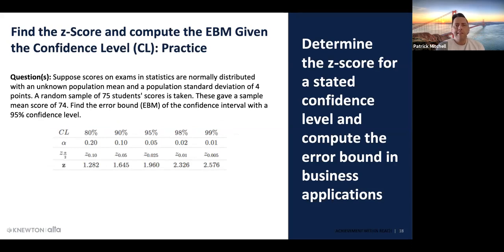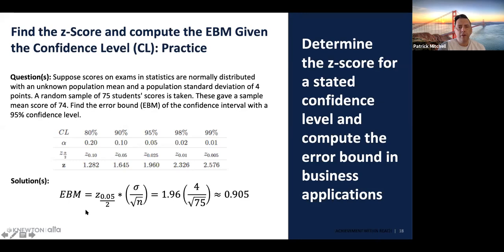Suppose scores on exams in statistics are normally distributed with an unknown population mean and a population standard deviation of 4 points. A random sample of 75 student scores is taken. These gave a sample mean score of 74. And they want me to find the error bound for the mean of the confidence interval with a 95% confidence level.